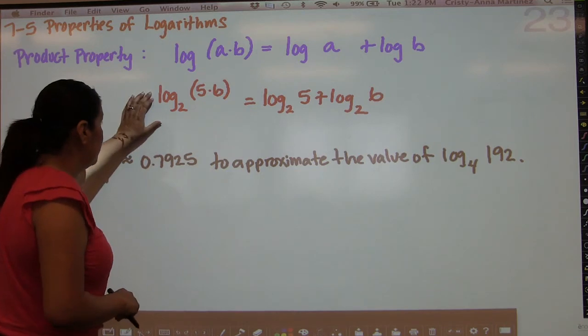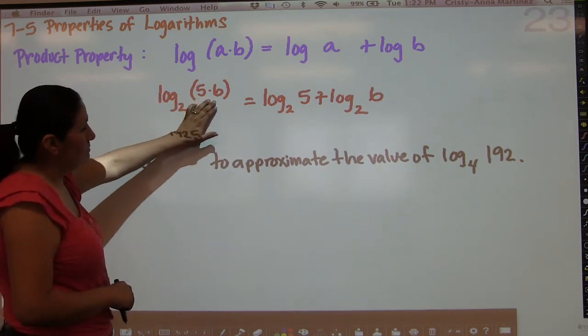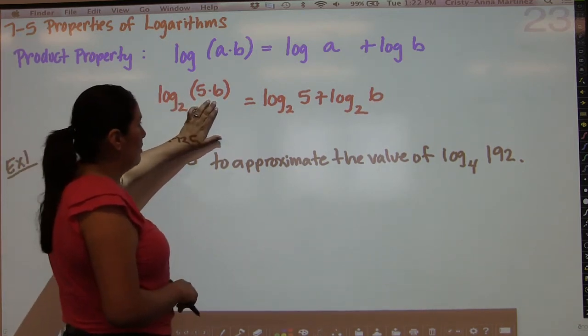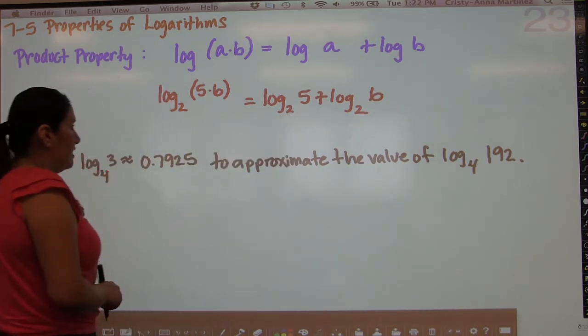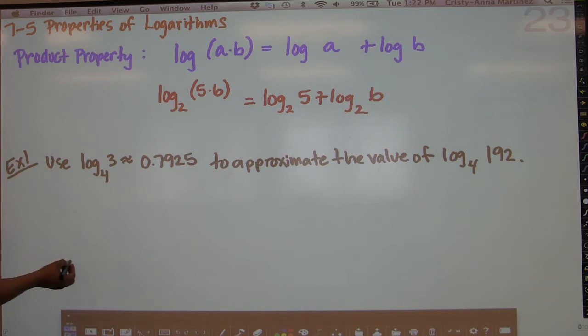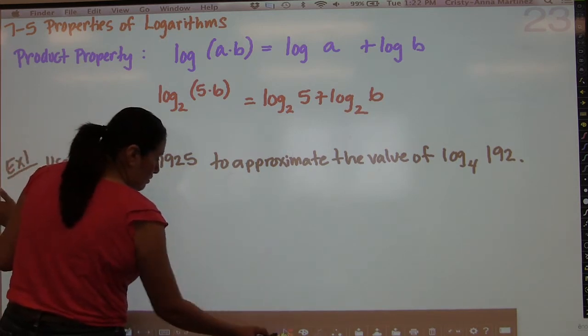So I have an example here for you, log base 2 of 5 times 6. Which would then break down to log base 2 of 5 plus log base 2 of 6. And so we have an example here of how we're going to use this property.